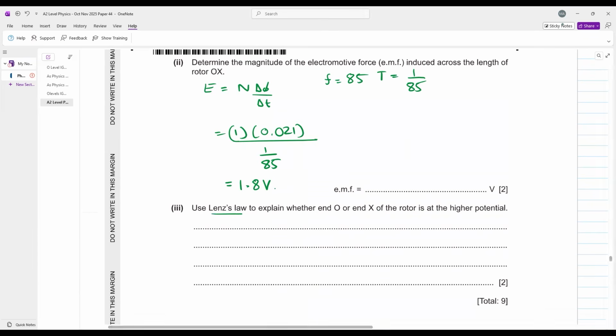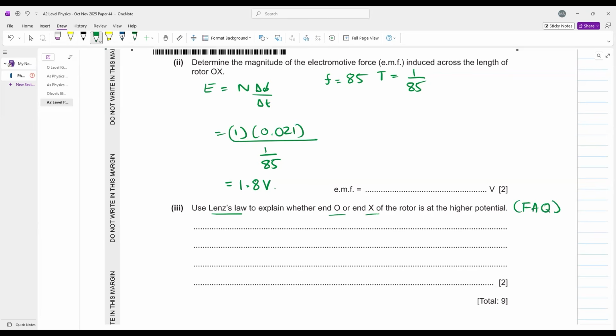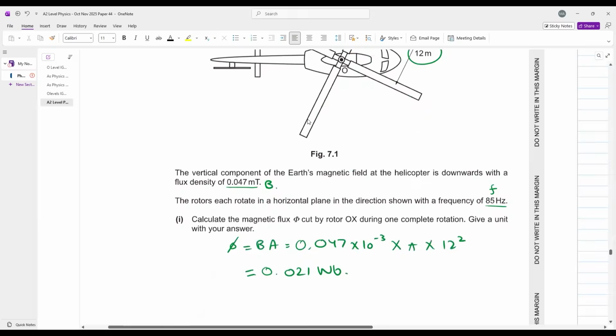Use Lenz's law to explain whether end X or end O of the rotor is at higher potential. Beta, this is a frequently asked question. Now this has become the examiner's very favorite question in recent times. You have to tell whether end O or end X is at a higher potential. How will you do that? Okay, I think I will have to open the camera for this. One second.